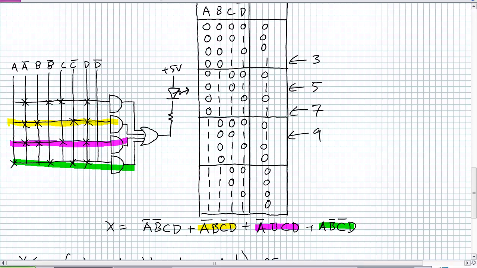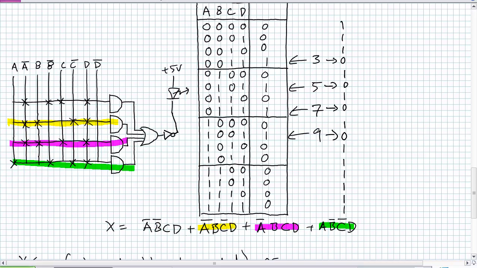But let's say you still want 3, 5, 7, and 9 to light up in a sinking arrangement. What am I going to do with the output? Put an inverter there. What's the inversion look like? It's giving a 0 at 3, a 0 at 5, a 0 at 7, a 0 at 9. It lights up.